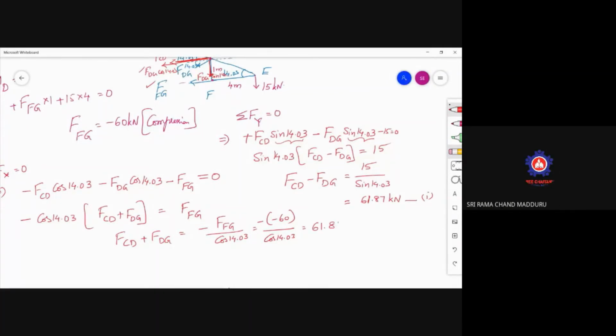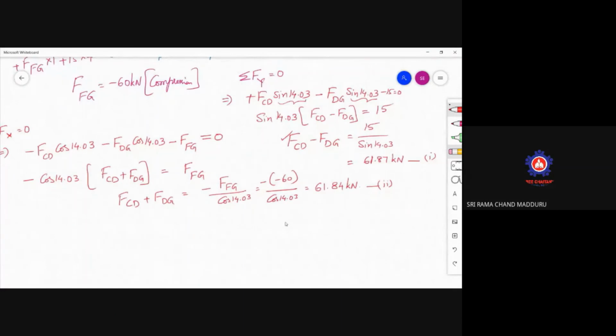Right. This is your second equation. There are two equations available with you. One is FCD minus FDG is equal to 61.87. FCD plus FDG is equal to 61.84. You do one thing, add both, equation number 1 plus equation number 2.